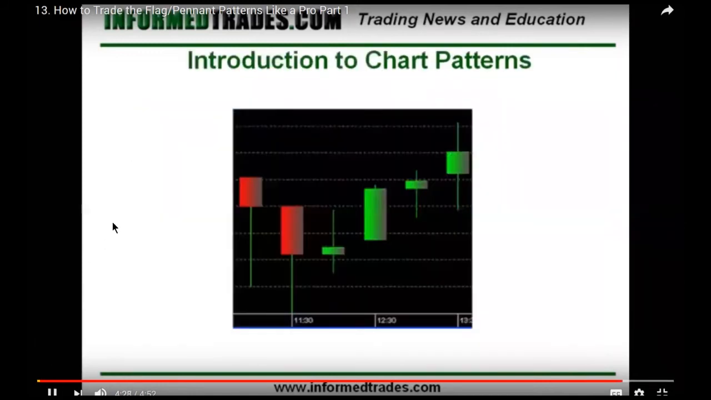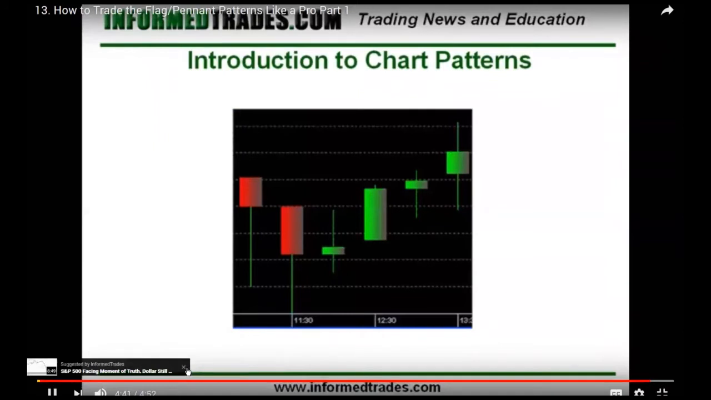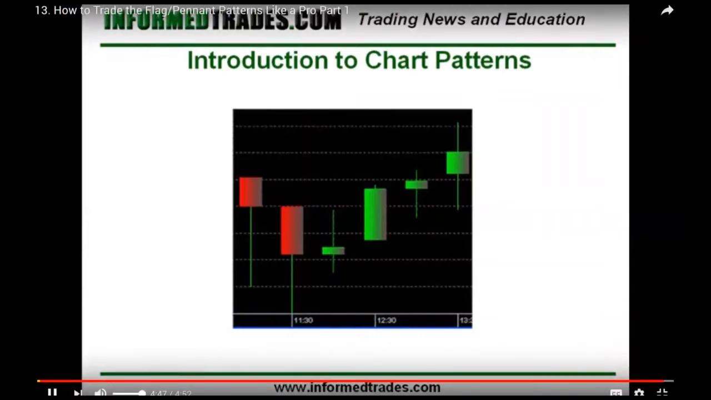Okay, so that's our lesson for today. You should now have a good understanding of flag and pennant patterns, and which is considered a flag and which is considered a bear flag, as well as with the pennants. And tomorrow's lesson will look at specific strategies for trading each of these patterns, complete with entry and exit. So we hope to see you in that lesson. As always, if you have any questions or comments, please feel free to.